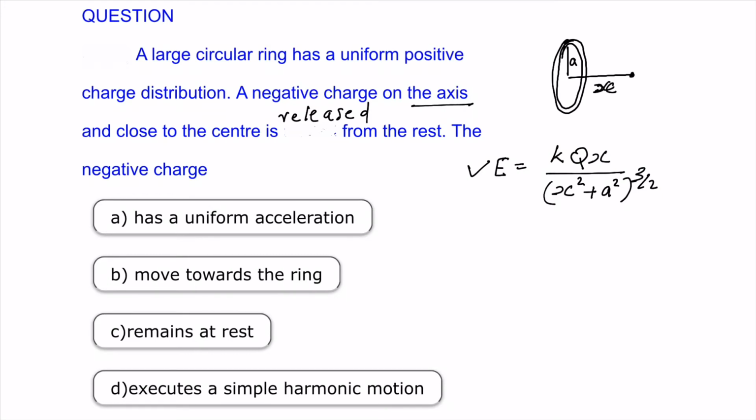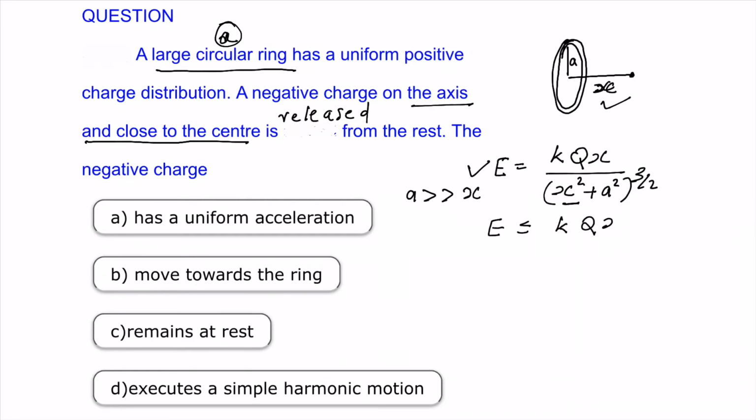Now, from the question it is clear that a large circular ring means radius is very big, right? Radius here, A, is very big. And see, the charge is placed very close to the center. That means x is very small. So we are going to neglect the x in the denominator as A is comparatively bigger than x. E is equal to KQx by (A square) whole raised to 3 by 2. That means A cube. Okay.